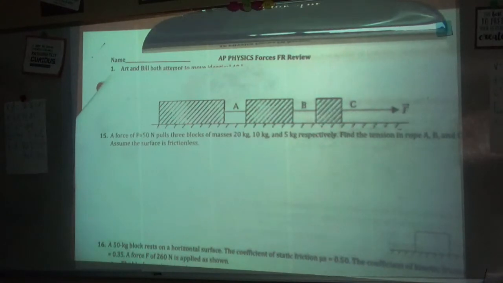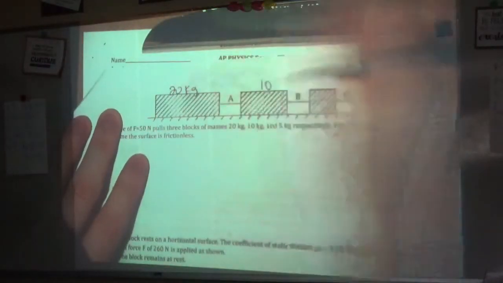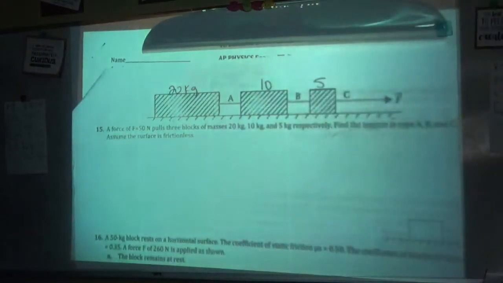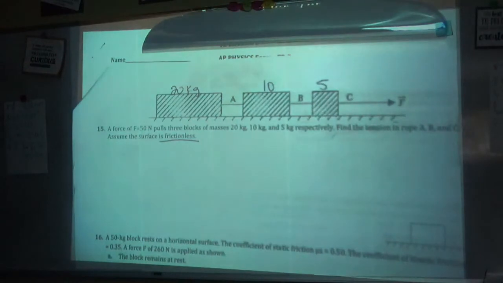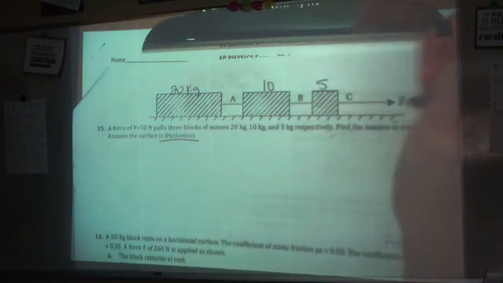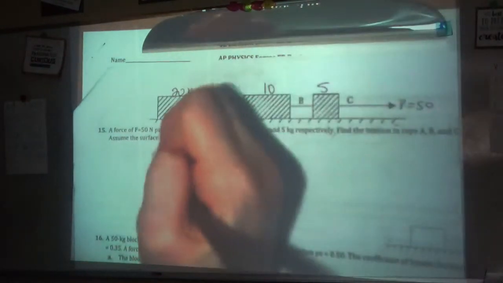15. So a force of 50 newtons pulls three blocks of masses 20, 10, and 5 respectively. So this is 20 kilograms, this is 10, and this is 5. Find the tension in A, B, and C, and we're dealing with frictionless. And the force pulling it is 50 newtons. So draw a free body diagram.